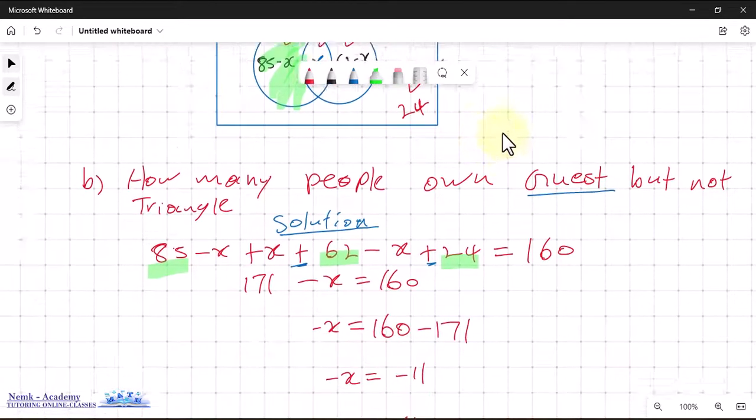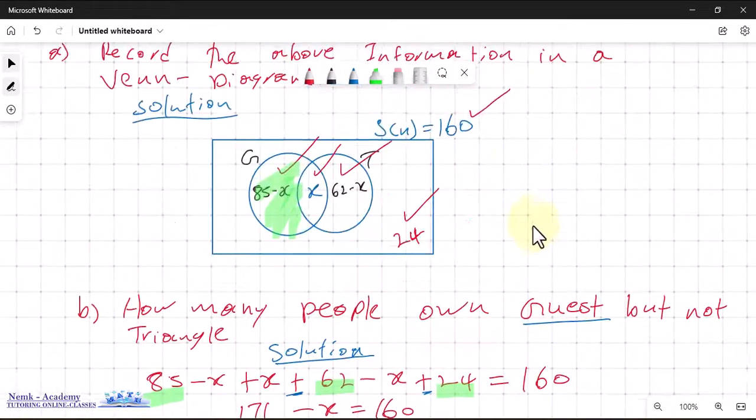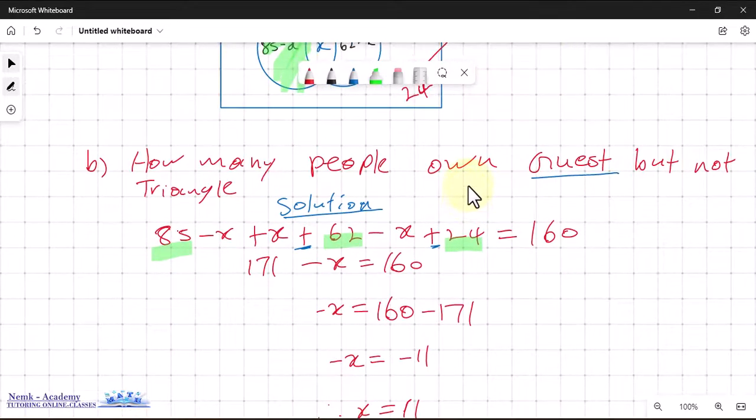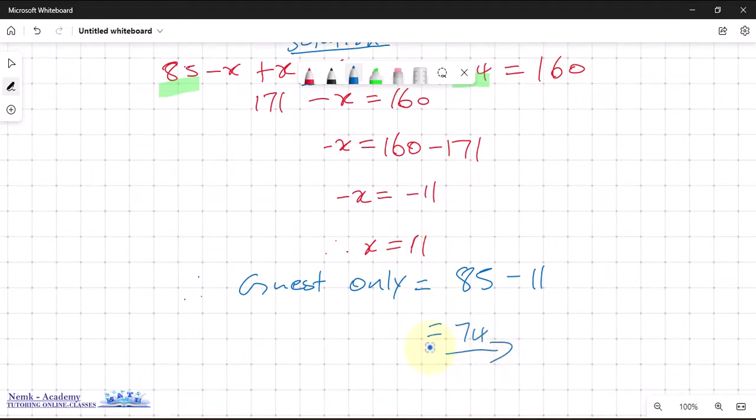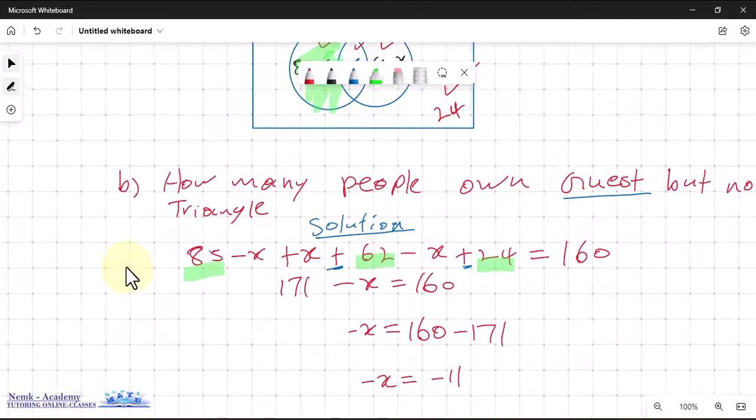Then we want to find out how many people owned Guess but not Triangle. What is the question? How many people own Guess but not Triangle? Then it becomes easy. Therefore, our final answer will be Guess only is equal to 85 minus x. Our x is 11. How many owned Guess only? 74. That's correct. Okay, now we can move. That was our first question, number B.